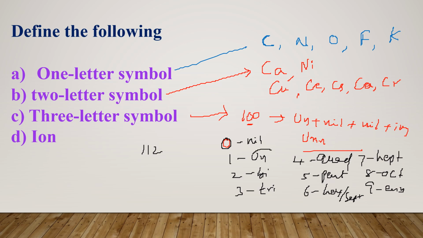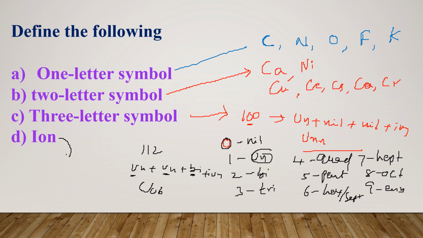Suppose it is 112. 1 means generally you call it un. Then un plus again un plus bi, then plus ium. Because here the first letter is capital U, then again small u, then b. So Uub. So like this we can call it a three letter symbol.